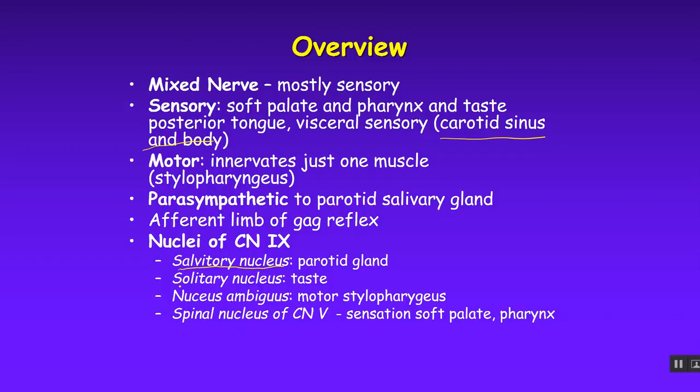It has the solitary nucleus, which is a sensory nucleus, in this case for taste, from the posterior part of the tongue. The motor component, the motor to the stylopharyngeus muscle, the cell bodies for those are located in what's called the nucleus ambiguus, okay? And then the spinal, this is interesting, the sensation for the soft palate and pharynx is actually sent to cranial nerve number 5's nucleus. So it's the spinal nucleus of cranial nerve number 5.